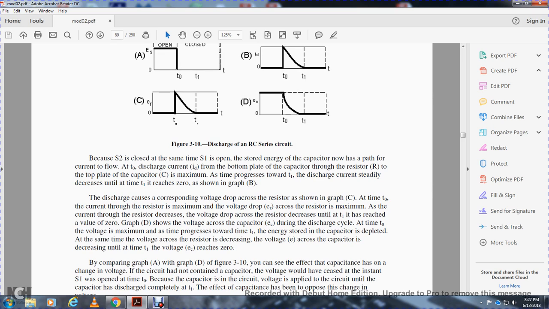The corresponding voltage graph of the resistor during discharge is shown in C. At time interval 1, the current through the resistor is maximum, so the voltage drop across the resistor is maximum. So the discharge voltage drop across the resistor is shown in graph C.